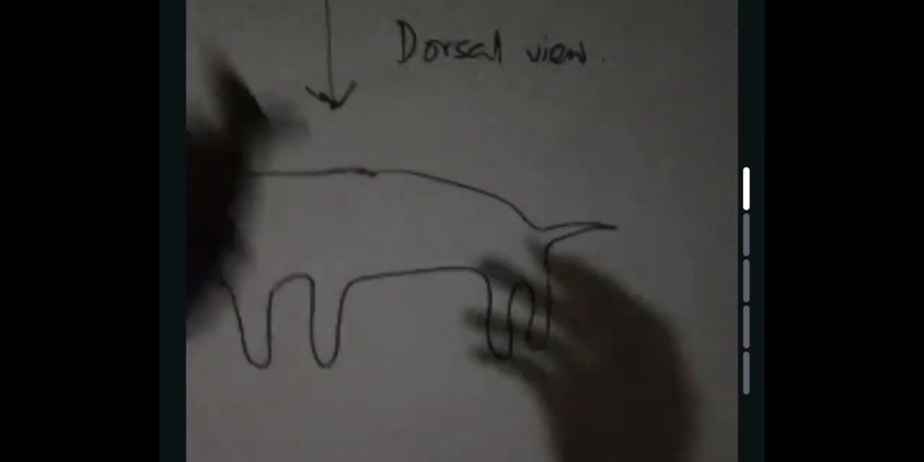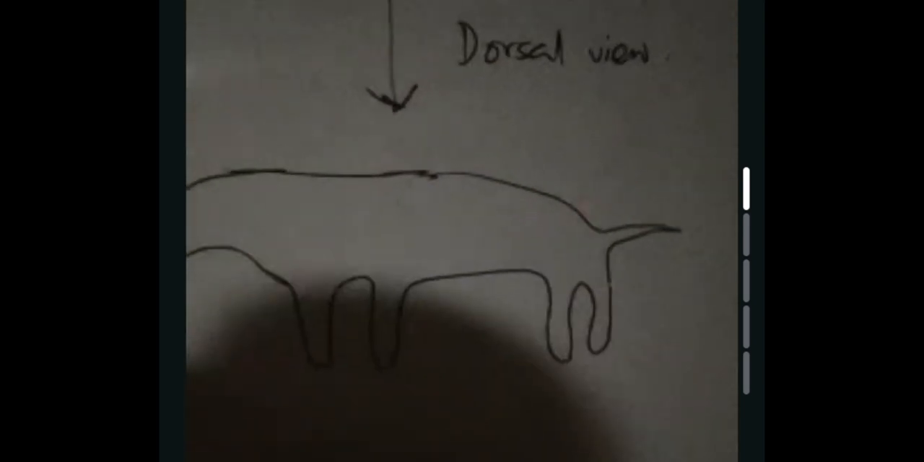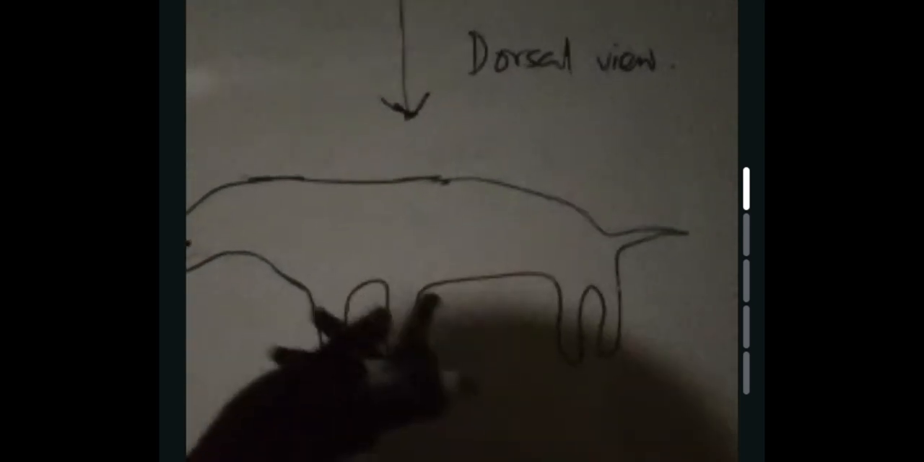If I look at this thing from the top, I'm going to have something like this. This is the head, and this is the leg, the second leg, and so on. I'm looking at it from the top like this. So looking from the top is what we call the dorsal view.